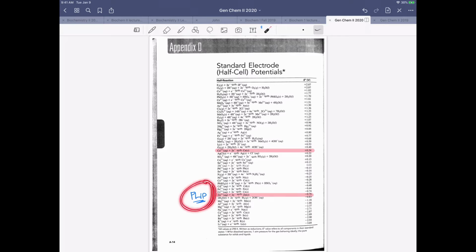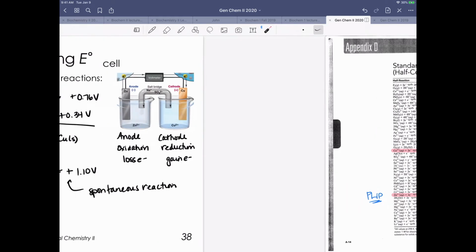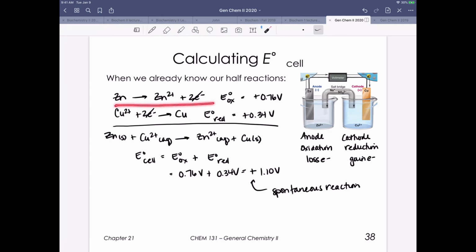But remember, we need to flip this reaction because we need to see it as an oxidation reaction. So when we flip that reaction, we need to change the sign from what we see on Appendix D. But that's what allows us overall to sum these together and have a spontaneous voltaic cell there. We have an Ecell of positive 1.1 volts.